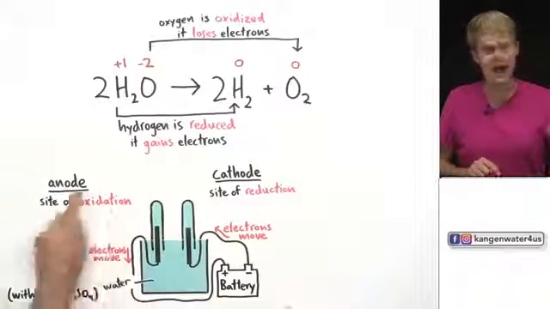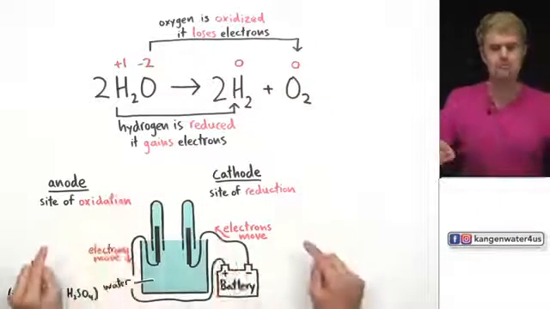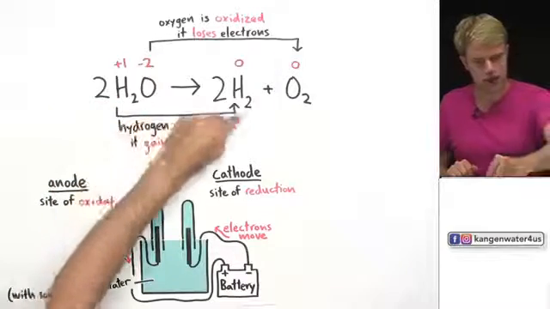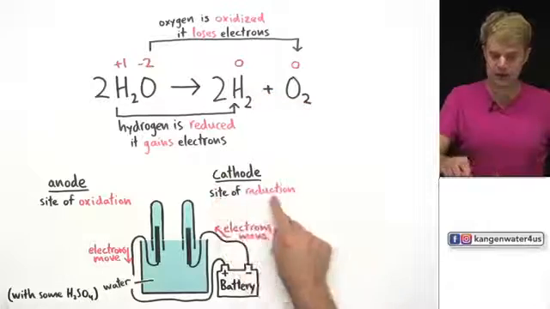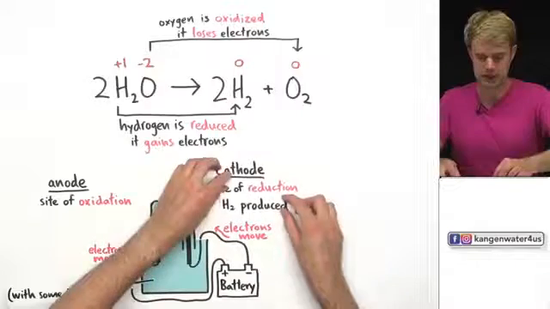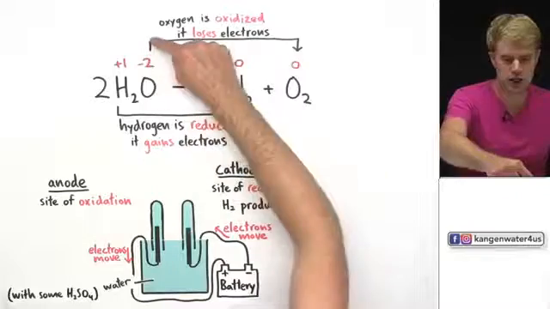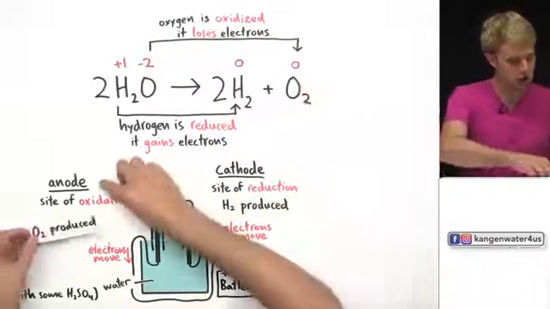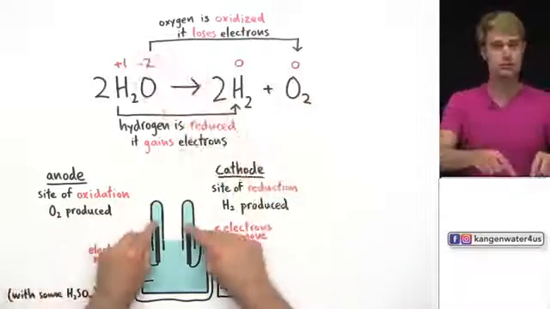And this is what we call the anode. So we've got hydrogen gas and oxygen gas. What gets made where? Well, hydrogen in water gets reduced to form hydrogen gas. So the cathode, the site of reduction, is going to be where hydrogen gas gets produced, H2 produced here at the cathode. And then oxygen in water gets oxidized to form oxygen gas. So over here at the anode, the site of oxidation, oxygen is going to be produced.